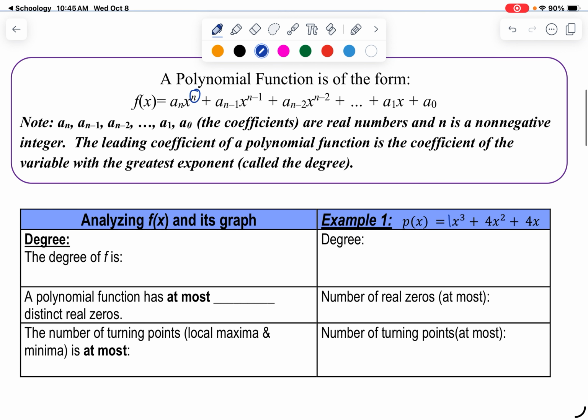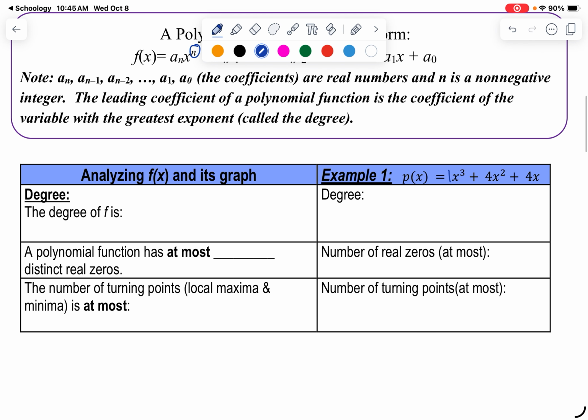So what we are going to do in this little section right here, because in these notes, all that I'm really asking you for are just a few things. When we go to graph, we'll do more, but for now, this is what I want you to know. So this is analyzing f of x in its graph, and then on the right-hand side, we'll do it for a specific polynomial, which is right here. So we'll actually do it specifically for that polynomial.